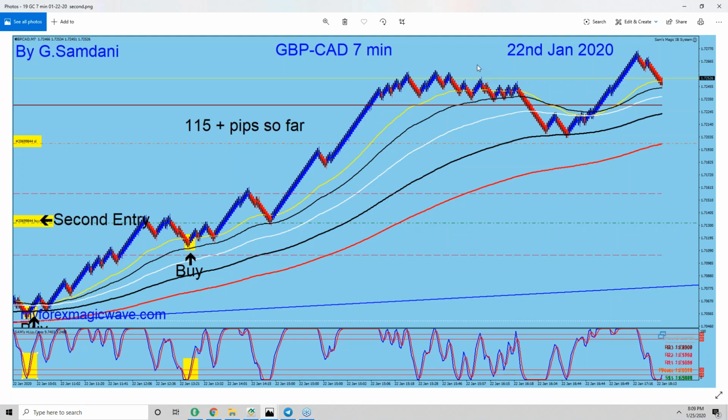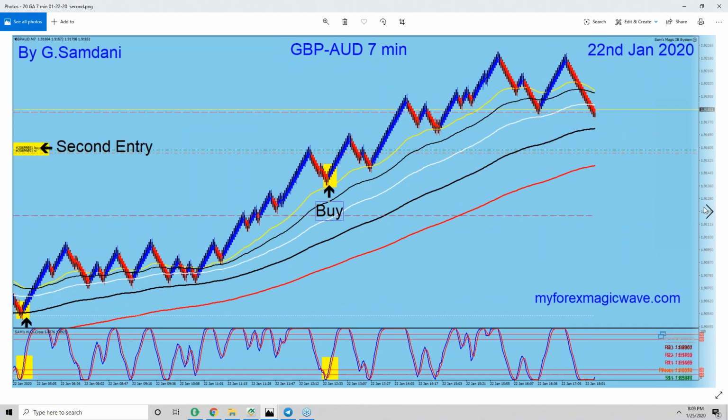It looks big on the 7-minute chart, but it's not really big. It's only 115 pips. Sometimes this is a monster. This pound CAD, pound Aussie, they're big movers. They can give you 150, 200 pips easy sometimes. Right? So this is on the 22nd. Then you have on the 22nd again, pound Aussie again.